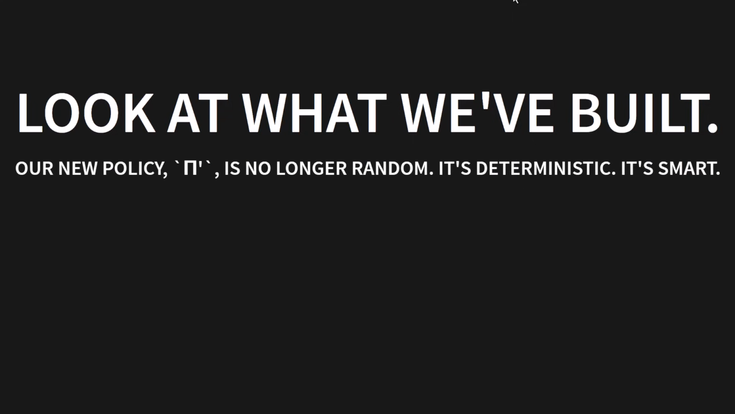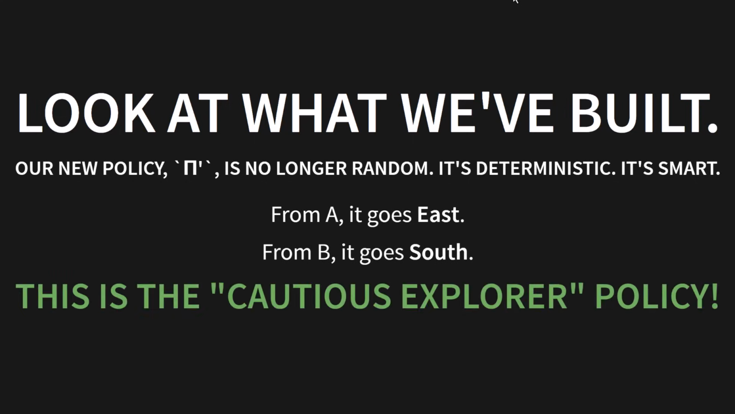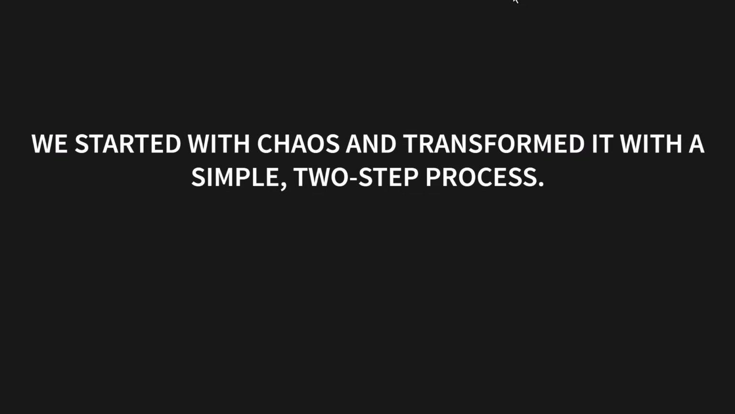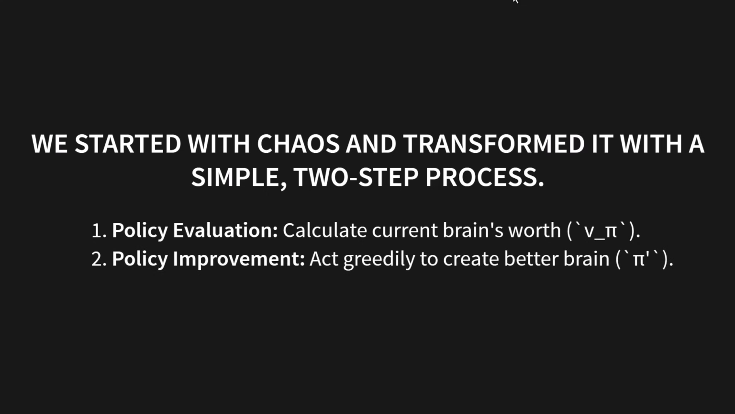Look at what we've built. Our new policy, let's call it pi, is no longer random. It's deterministic. It's smart. From A, it goes east. From B, it goes south. Wait a second. This is the cautious explorer policy. We started with a brain that was pure chaos. And by following this simple 2-step process, we have transformed it into a brain that is nearly perfect. First, we did policy evaluation to figure out how much our current brain is worth. Then, we did policy improvement by acting greedily based on those values to create a new, better brain.